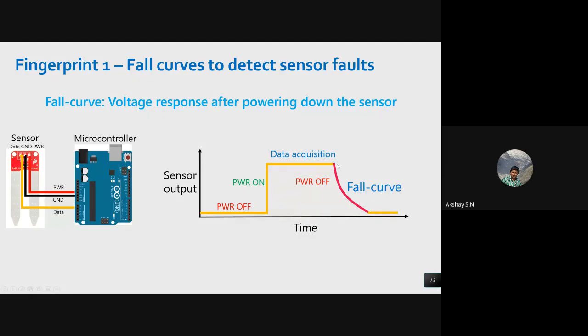Now, why does this curve occur? Imagine this sensor is a capacitive sensor, then you would see a nice exponential curve here, which is the fault curve. If it's a resistive sensor, then it will fall down immediately. So basically this curve says that after you turn off, there is some charge still left in the system, which takes some time to go down to 0. Now, this fall curve has some very unique properties.